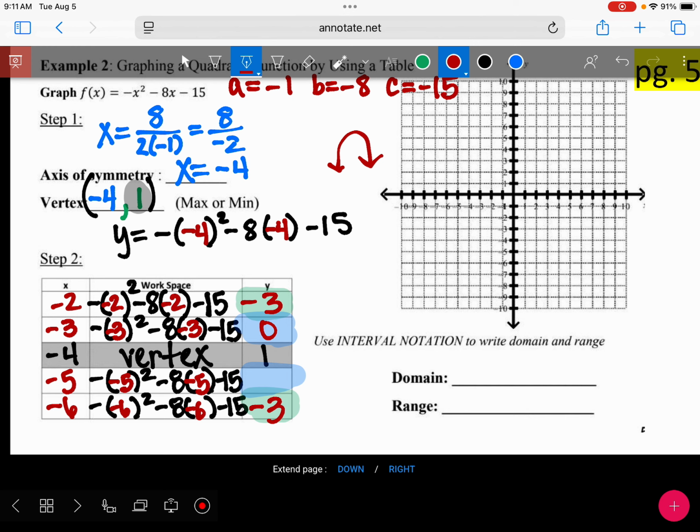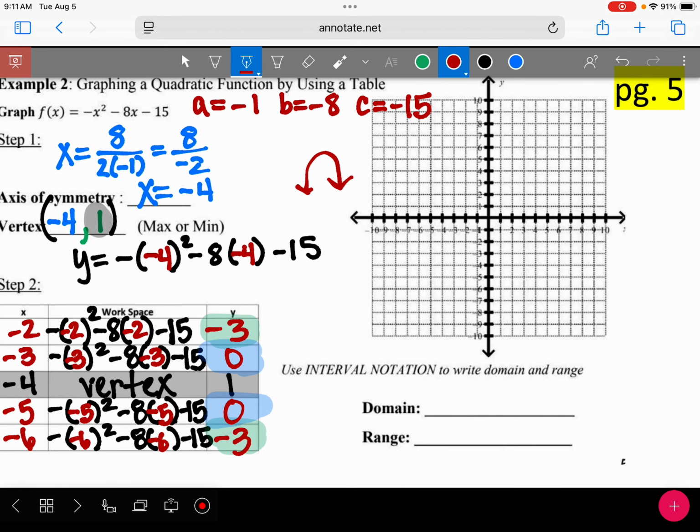All right, let's go ahead and graph it. We're going to graph these 4 numbers. So -2, I'm going to go left 2, down 3, put a point. Then I'm going to go left 3 and put a point. Left 4, up 1. Left 5, put a point. Left 6, down 3. So it looks something like that.